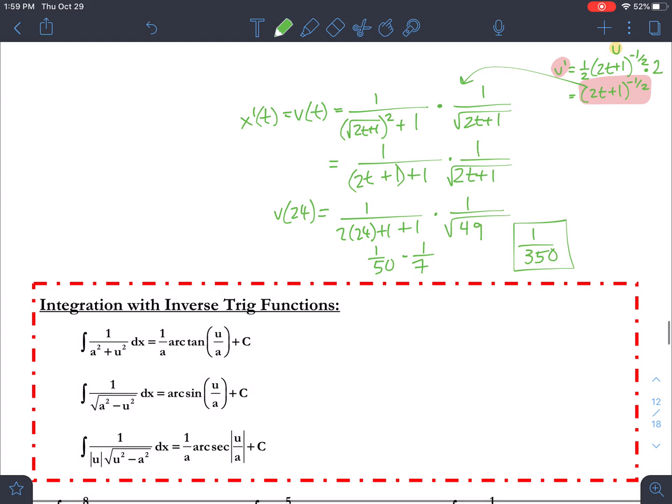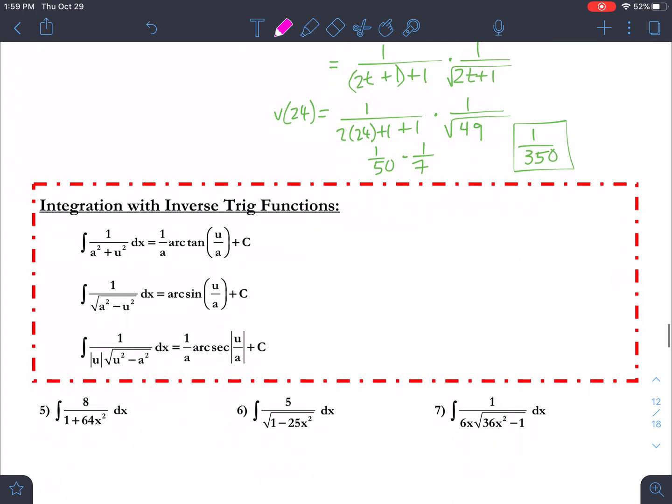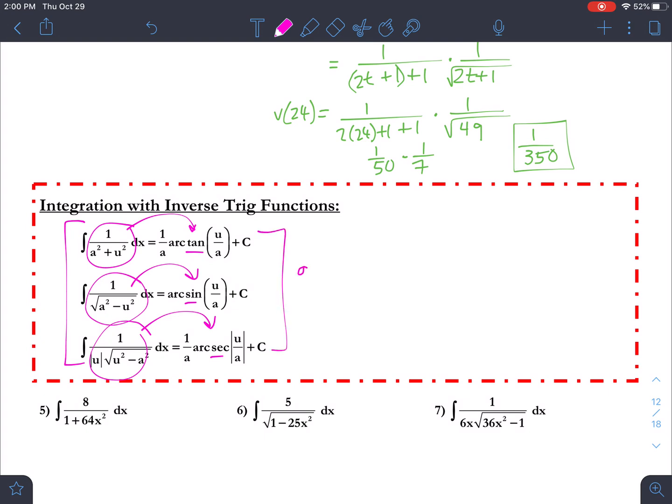So let's finish up here, guys, with some integration with these. Now, the nice part is for Calc AB, the only ones we need to know are these 3. So notice tangent, sine, and secant. Again, these are arctangent, arcsine, and arcsecant. You're looking out for something that looks like this, and here is what your integral is going to be. So you only need these three. You do not need to go find the other ones.